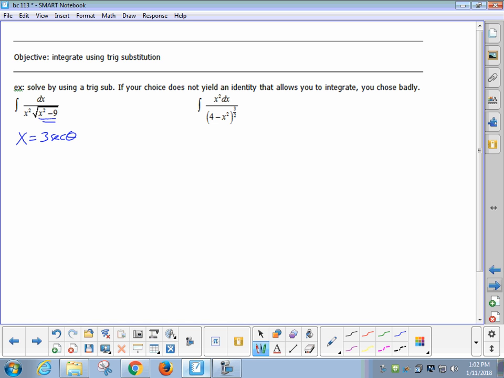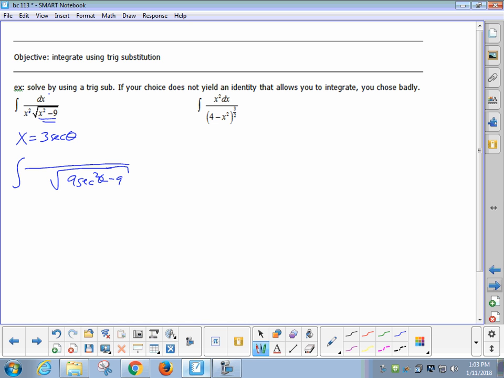Now, the first step will verify whether that did well or not. Do not do the dx and x squared first, because if you chose badly, you just wasted your time. You're going to have to do that anyway. Instead, go right to the square and say, does that make the identity? Because if it doesn't, then you're going to have to redo everything. So if I use that, then I get 9 secant squared theta minus 9. Will that clean up to an identity? Yeah, 9 will come out. Secant squared minus 1 is tangent squared, and we're home free.